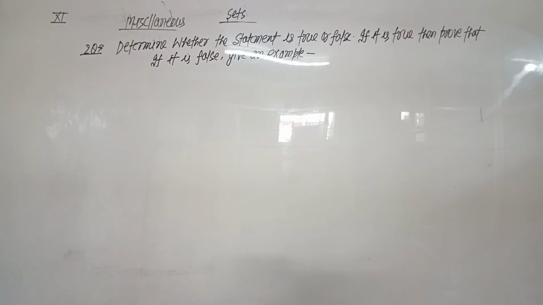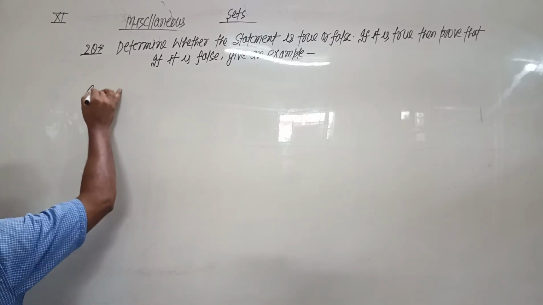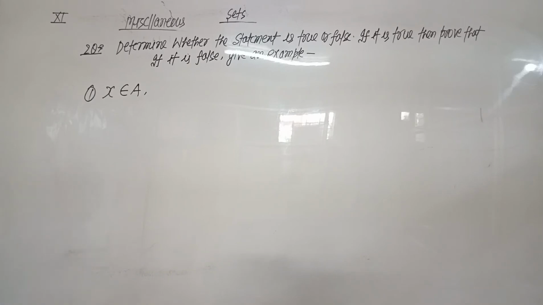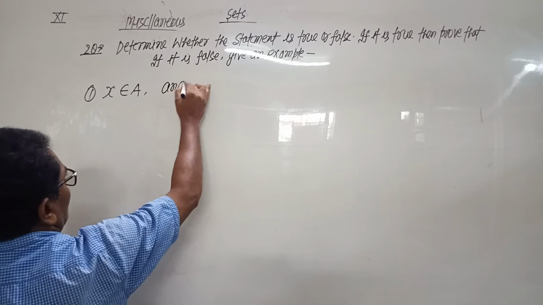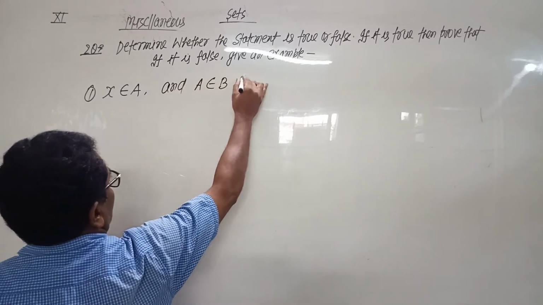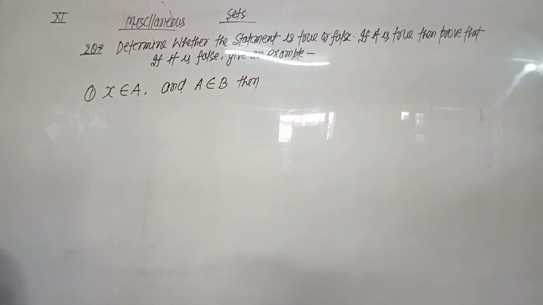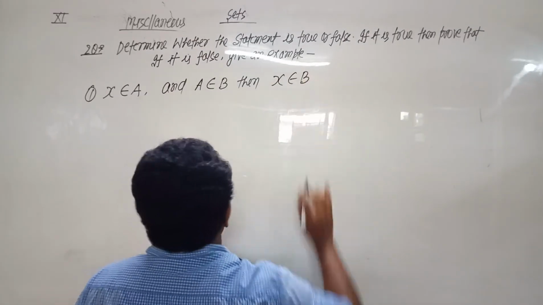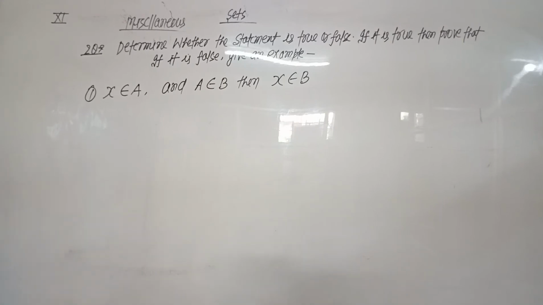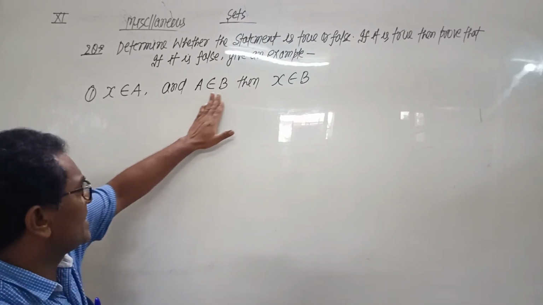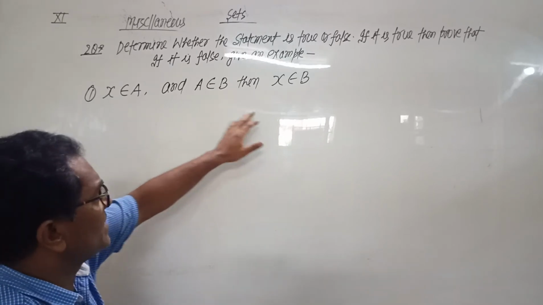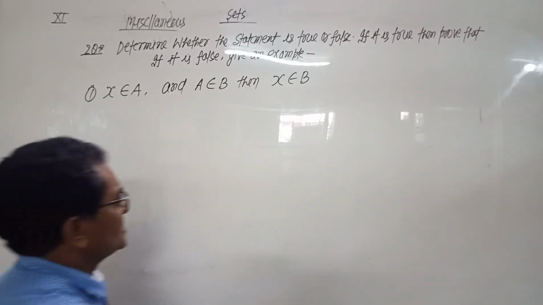The first is: x belongs to A and A belongs to B, then x belongs to B. If x belongs to A and A belongs to B, then x belongs to B. So we have to determine whether this statement is true or false. Firstly, this statement is false.